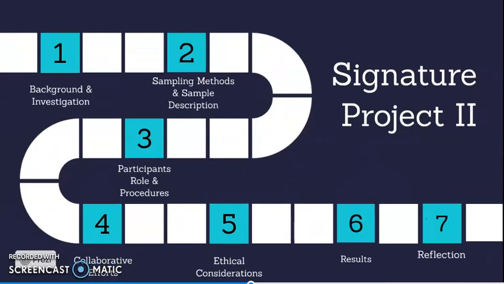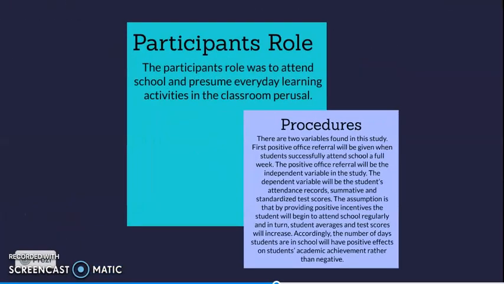Participants' role and procedures. The participant's role was to attend school and resume everyday learning activities in the classroom as usual. Procedures. There are two variables found in this study. First, a positive office referral will be given when students successfully attend school a full week. The positive office referral will be the independent variable in the study. The dependent variable will be the students' attendance records and summative and standardized test scores.